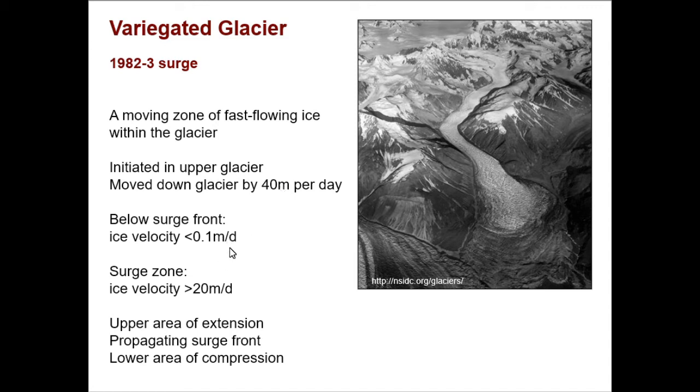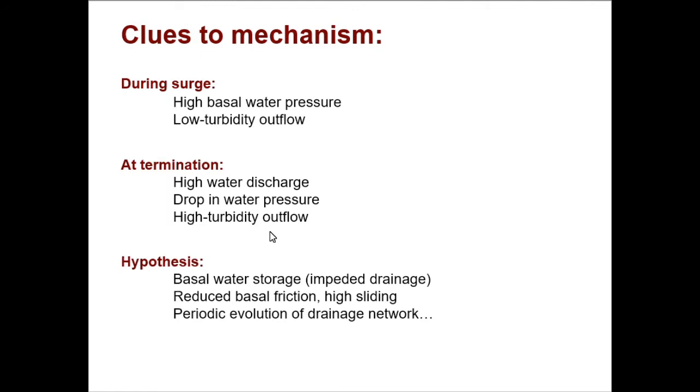Below this surge front, below the fast-moving zone, velocities were very slow, and within that fast-moving zone, velocities were very high, greater than 20 meters a day. So that means that above the surge front, we're essentially extending or stretching out the ice, and below the surge front, we're effectively compressing the ice as the surge front migrates through the glacier.